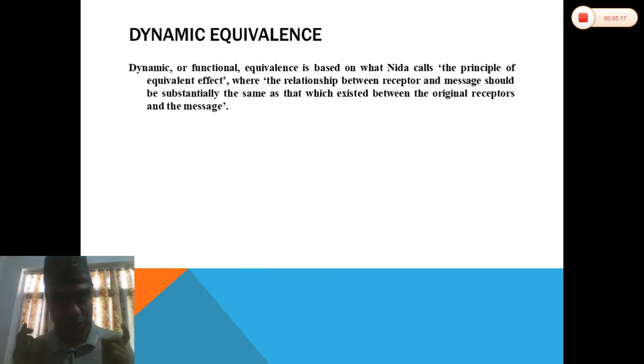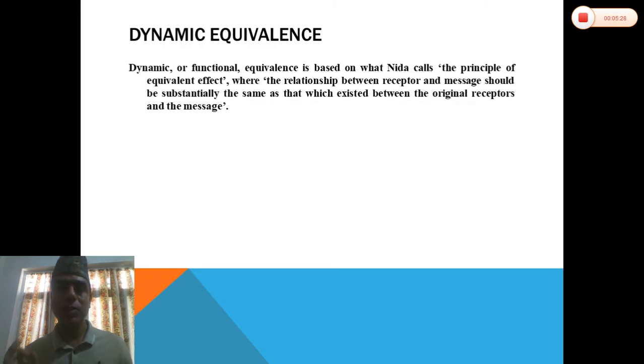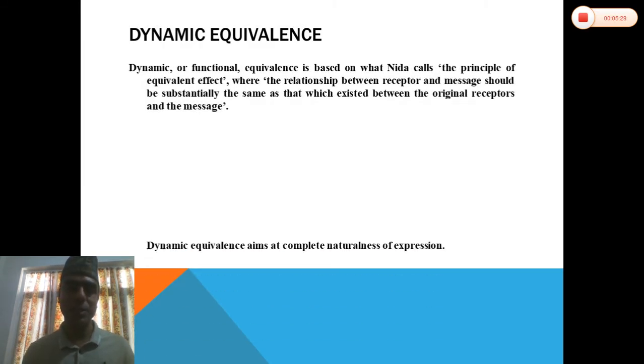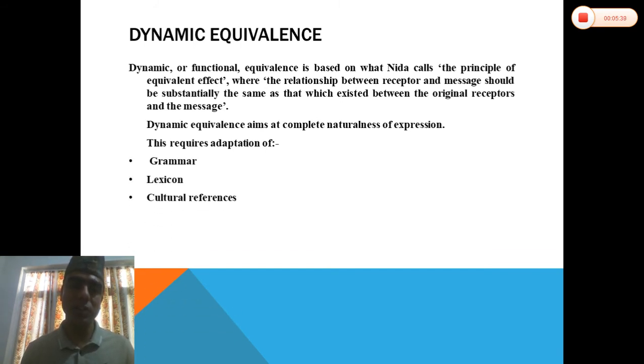The relationship between receptor and message should be substantially the same as that which existed between the original receptor and the message. Let's go ahead. Dynamic equivalence aims at complete naturalness of expression. This requires adaptation of three things: grammar, lexicon, and cultural references. He has focused mainly on cultural references.